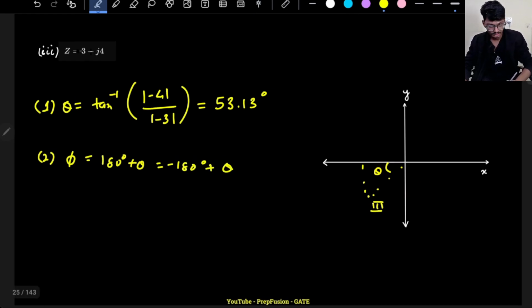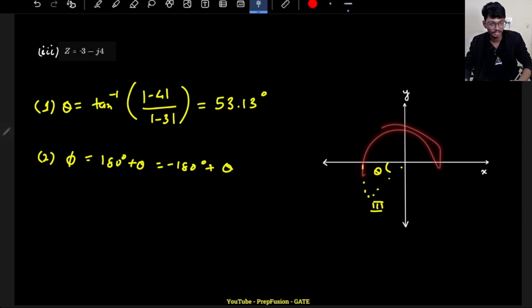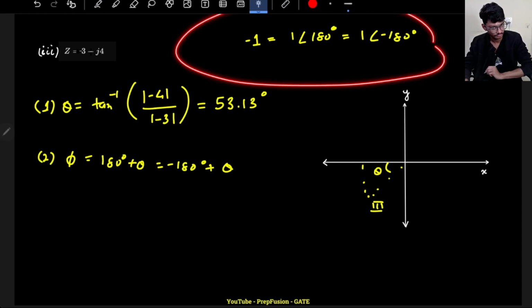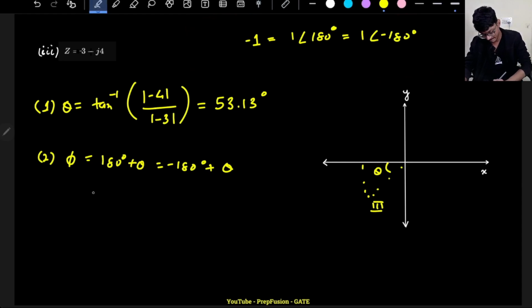Like I told you previously, whether you add or subtract 180, it does not matter. Basically, what do I mean by it? If I'm at this point and I add 180, I will reach here. If I subtract 180, I will reach the same point only, correct? So it does not matter. If you have something like minus 1, this can be represented as one angle of 180 or one angle of minus 180, both are the same thing.